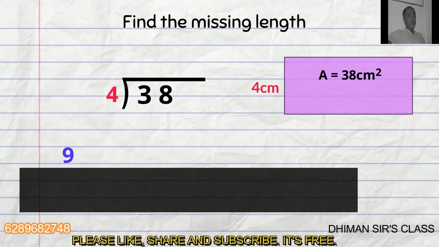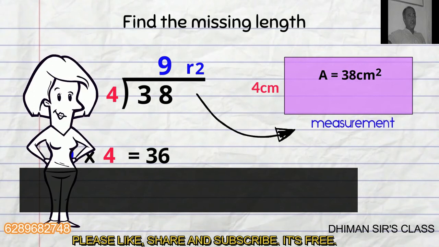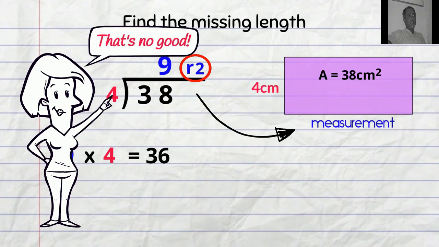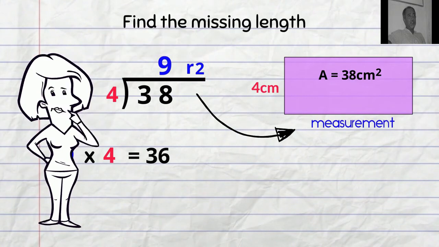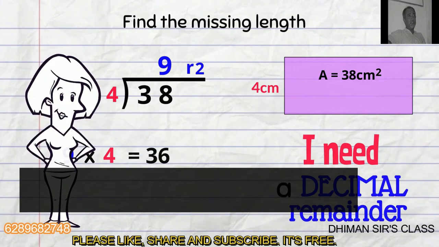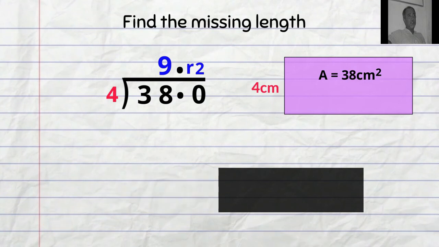We know that 9 times 4 is 36. Put the 9 on the answer line and there's a remainder of 2. I'm working out a measurement for my diagram, so if I just write remainder 2, that's no good. I need to show parts of a centimetre, so I need a decimal remainder. To show the remainder in decimal form, we put a decimal point here in the dividend and a matching one on the answer line, and a 0 to work with in the dividend too.